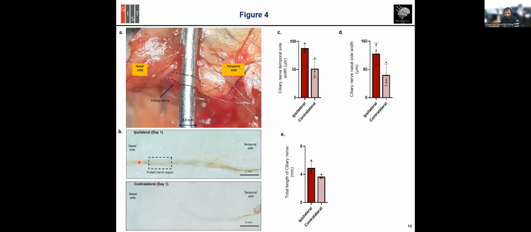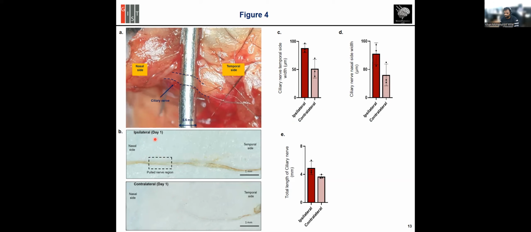And part B is that I dissected the nerve on day 1. So these are the ipsilateral part and these are the contralateral part. And these are the pulled nerve region which I hold here with the spatula. So I calculated the temporal side width, nasal width, and total length.